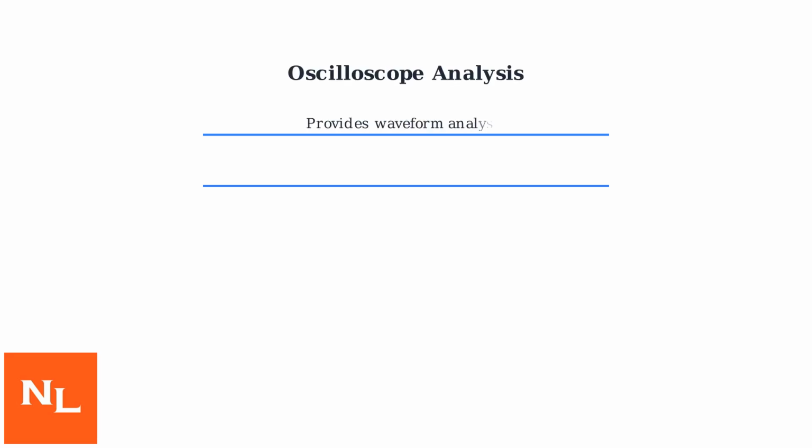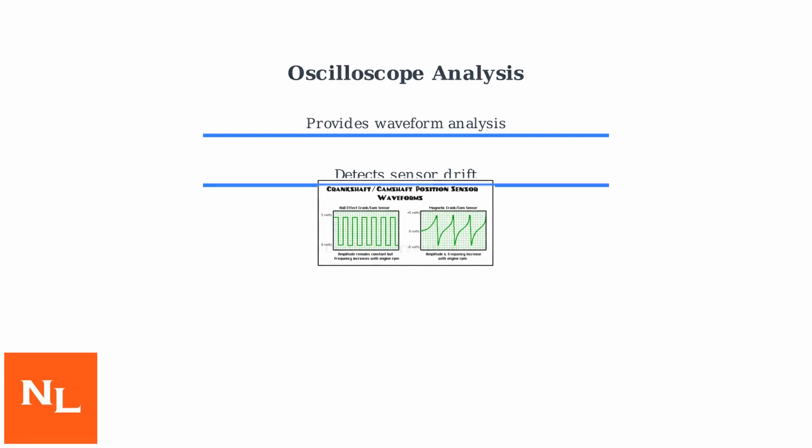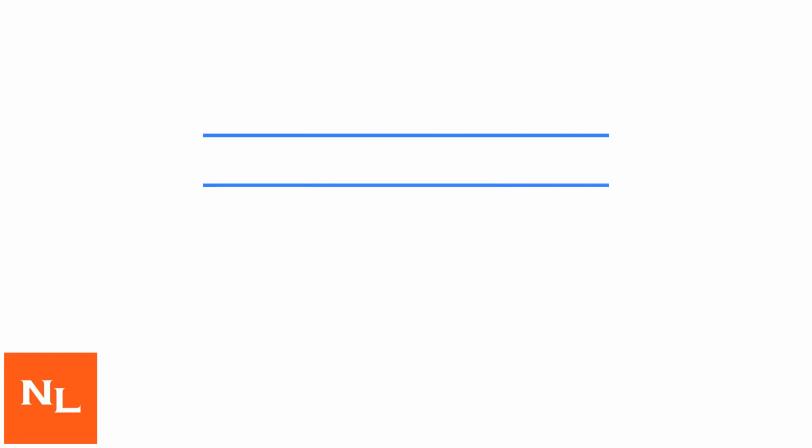An oscilloscope offers deeper analysis through waveform examination. It can reveal sensor drift, irregular signals, or amplitude issues that a multimeter might miss, helping pinpoint subtle faults in the sensor operation. If sensors fail these tests, replacement is typically straightforward. Ensure you use OEM parts and follow proper installation procedures to restore accurate timing correlation.